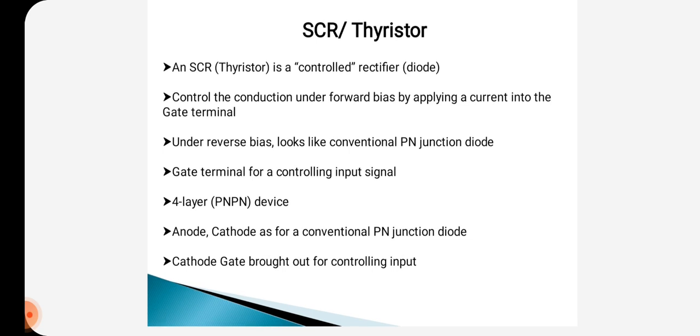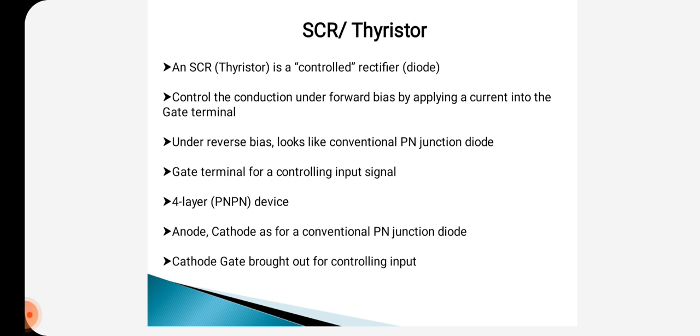So, the SCR as a thyristor. What is SCR? An SCR is a thyristor which is a controlled rectifier. We can say it is a diode. Then the function of SCR: control the conduction under forward bias by applying a current into the gate terminal. Under reverse bias it looks like a conventional PN junction diode.